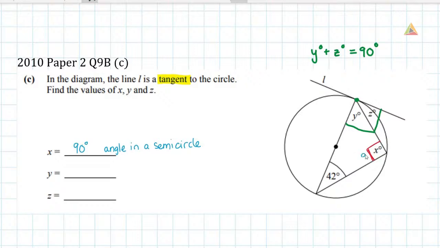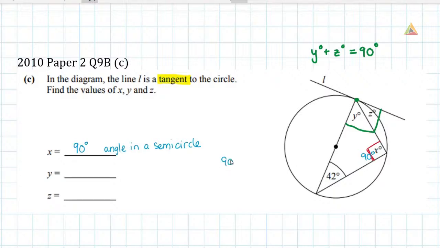So now that I know that this is 90 degrees, when I look at the triangle that's inside this circle here, I can see that I now know two of the angles, 42 degrees here and 90 degrees here, and that means I'm going to be able to work out my third angle. So we're doing this the same as in the last question. We're going to take the two angles that we know, add them together and subtract them from 180, and that'll give me my third angle.